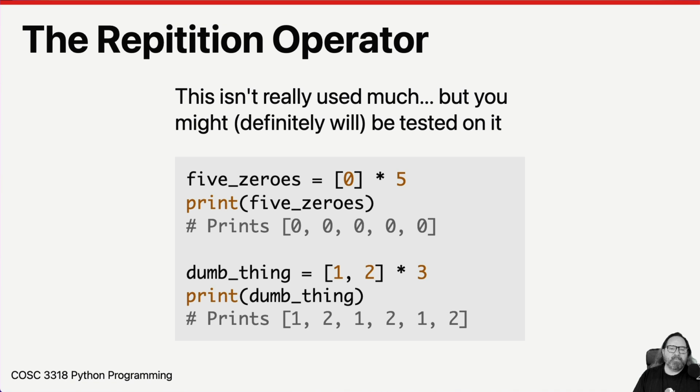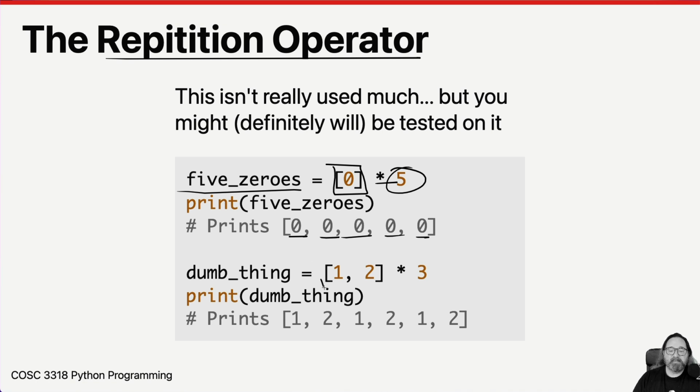If we want a list that is a multiple of a single list, we can use what's known as the repetition operator. I'm going to tell you, we don't use this all that much. It's in the book. Might be on the quiz. So if you have a list that has the number 0 in it and you multiply that list by 5, it creates a new list with that value in it 5 times: 0, 0, 0, 0, 0. So 5 zeros is a new list that has 5 zeros in it.